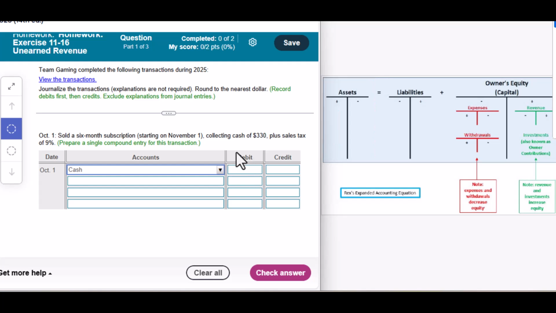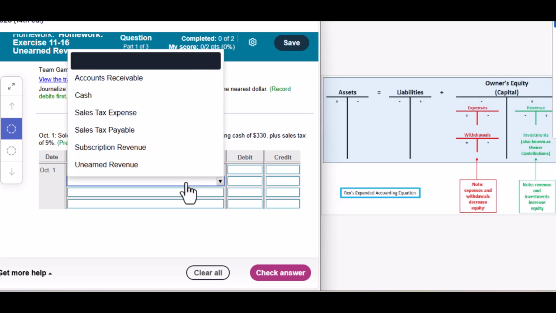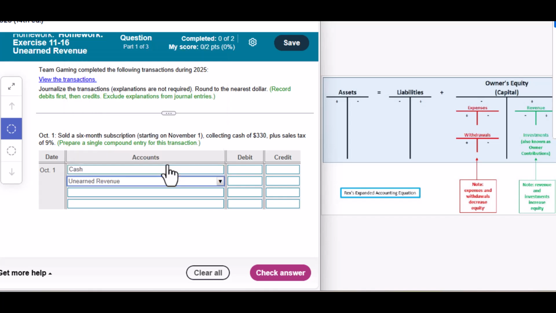We're going to skip the amount here because you'll see we're collecting the cash of $330 plus the sales tax of 9%. So for that cash amount, we are going to have to add the unearned revenue and sales tax payable. So those will be our other two accounts here. So we have unearned revenue. On October 1st, how much of this $330 have we earned? None. So this will all be in the unearned revenue. So we'll credit that to increase unearned revenue, since unearned revenue is a liability.